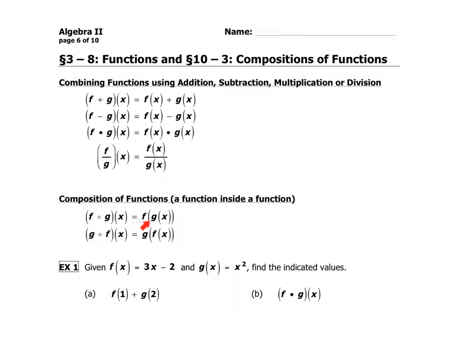Another way to write it is I have the g of x function inside the f of x function. So really a composition of functions is a function inside of a function. This is the one that's a little bit more complicated. If it's written with the g first, the little circle, and then the f, the g is on the outside, the f of x is on the inside. So let's go through a few examples.